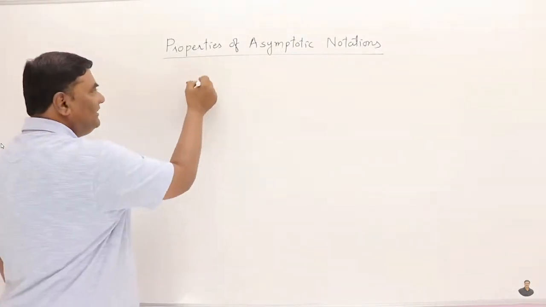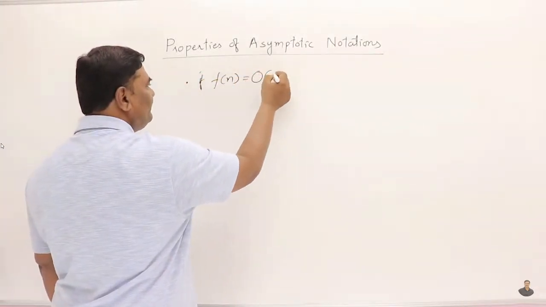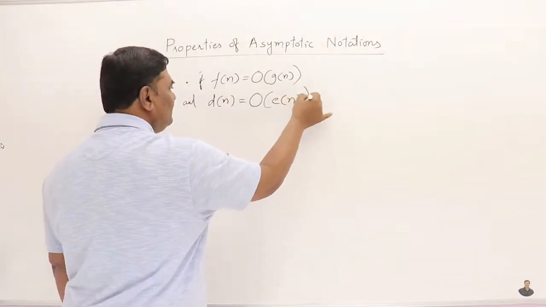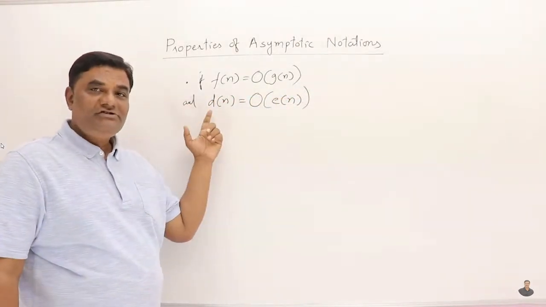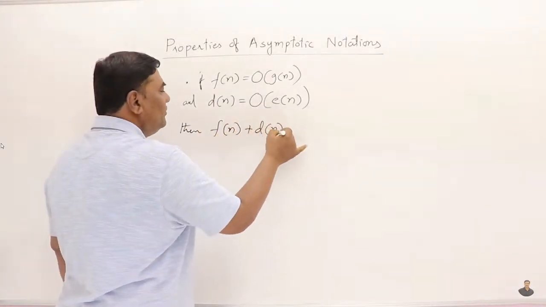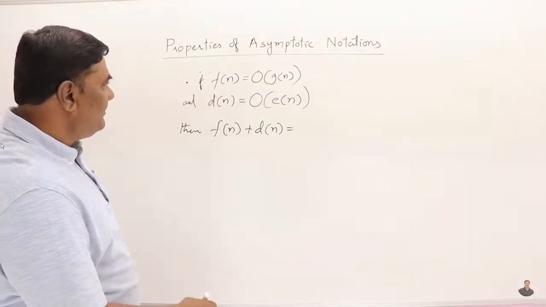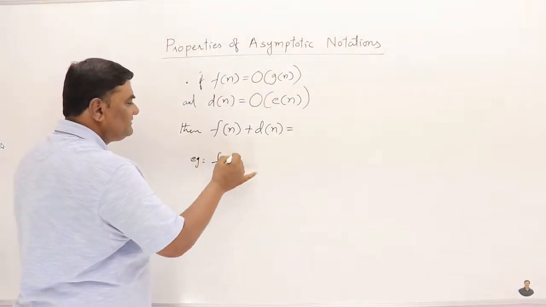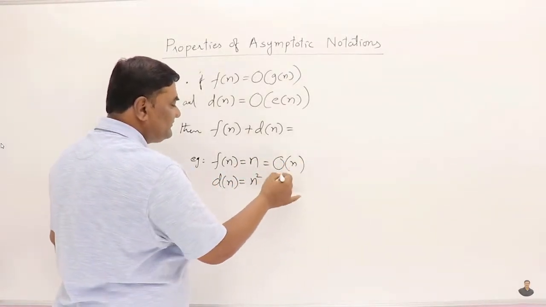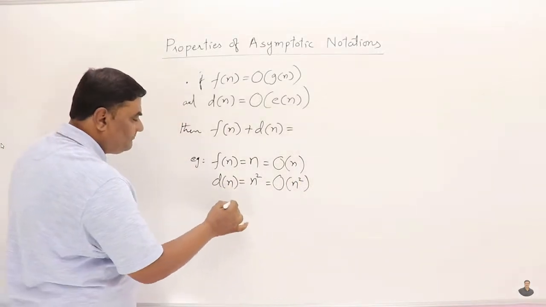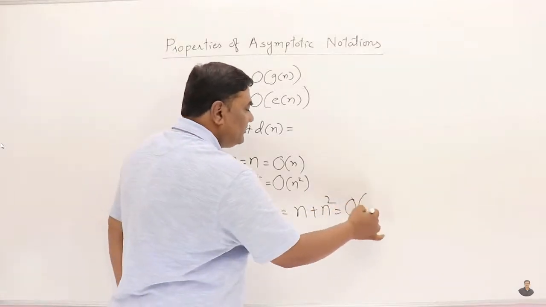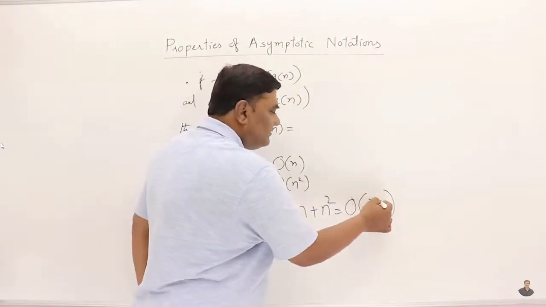Let us take one problem. If f of n is big O of g of n and d of n is big O of e of n. There is one function f of n, its upper bound is g of n. There is a function d of n, its upper bound is e of n. Then f of n plus d of n, what will be the answer? Let us take an example and check. Example, f of n is n and d of n is n square. Then for this one we get big O of n, and for this one big O of n square. If I write f of n plus d of n, then this will be n plus n square. This is big O of what? The greater term is n square, so it will be n square.